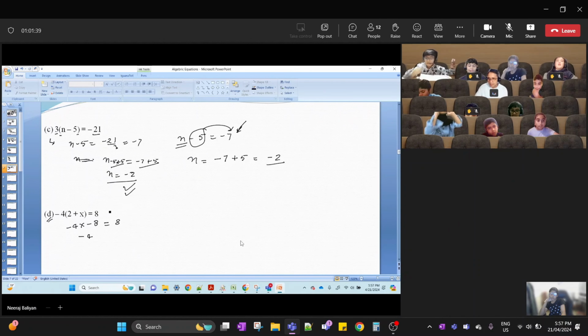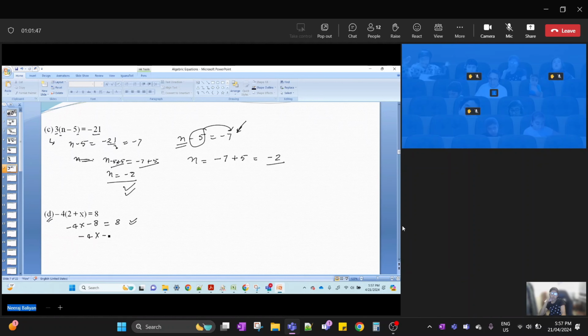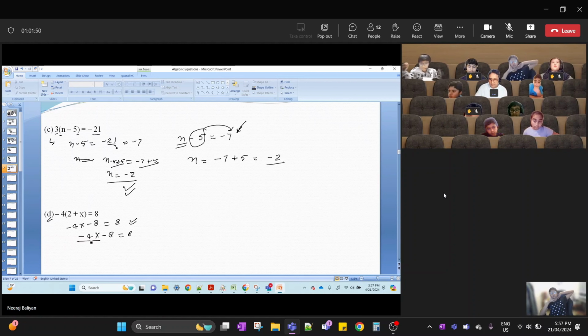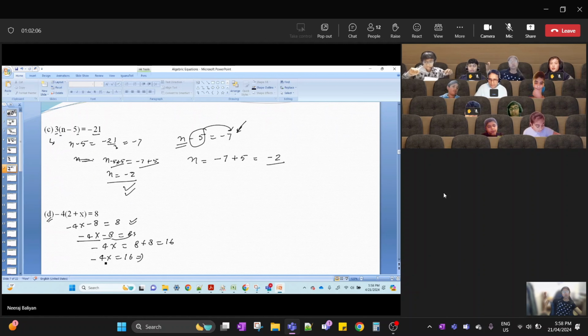Let's do this. So far, Subi, you are absolutely right up to this step. So minus 4x minus 8 is equal to 8. You keep minus 4x alone. What will happen? Minus 4x is equal to 8. This minus 8 will become plus when you move it to the right side. Plus 8 is equal to 16. Minus 4x is equal to 16. What does it mean? When you keep x alone, it will be 16 by minus 4, which is minus 4.